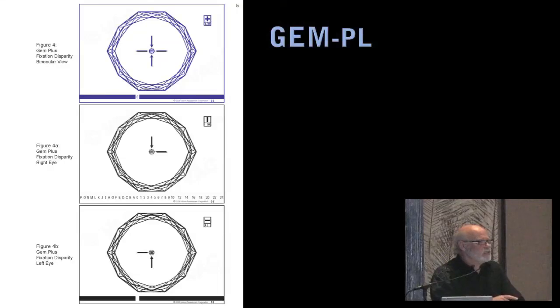Now, the vectograms, move on. I put the fixation disparity cross smack in the center of the gem. Why?